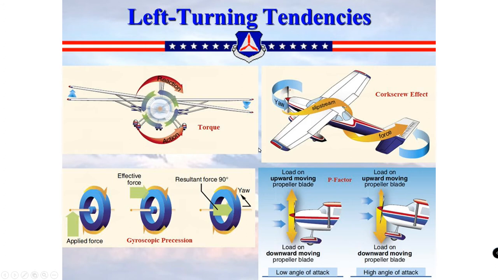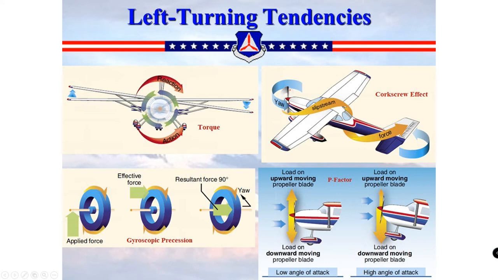Left turning tendencies. I will go over P factor on the dry erase board, but before I get there, I want to go over torque. This is Newton's third law: every action has an equal and opposite reaction. So if the propeller is going this way, the airplane is going to want to go the other way. Makes a lot of sense, right? The way we're looking at it, if the propeller is rotating counterclockwise, the airplane is going to want to go clockwise, hence turning to the left.